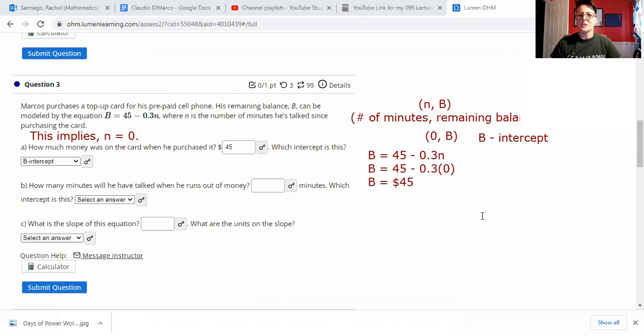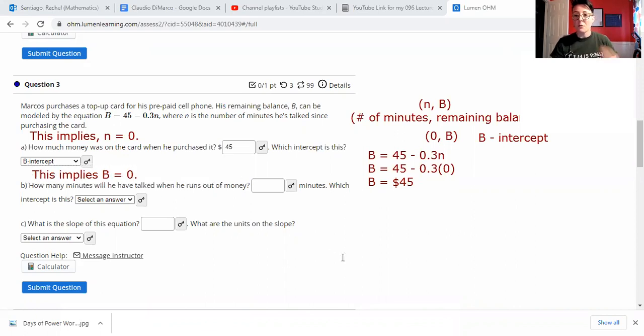Next, how many minutes will he have talked when he runs out of money? That means there's no dollars remaining on that card. So what I'm going to write directly above this is that this implies that B is equal to 0. Right?